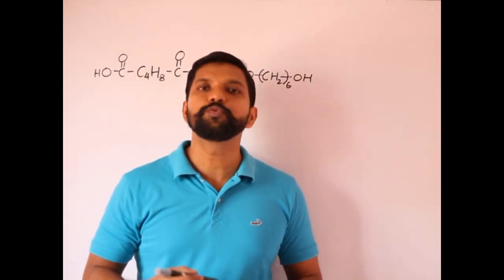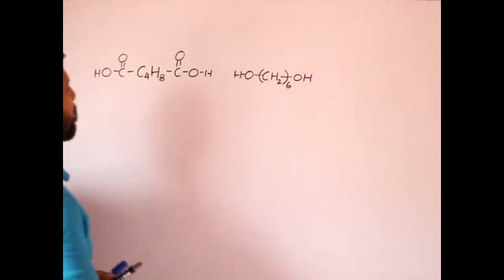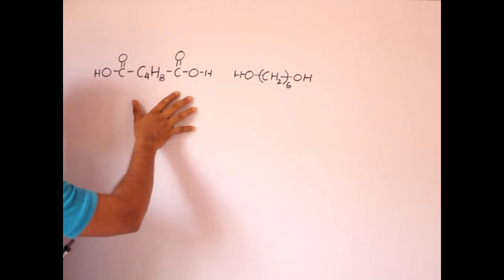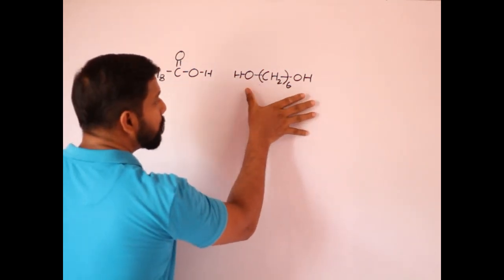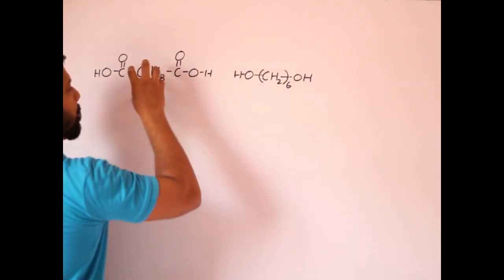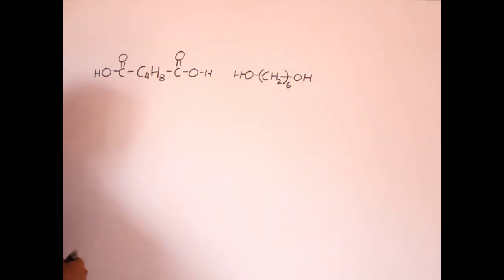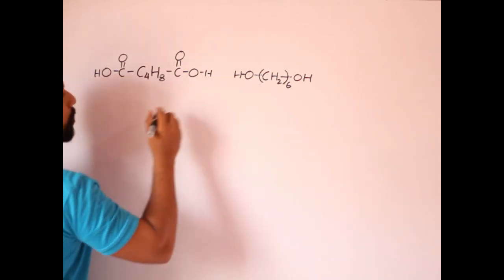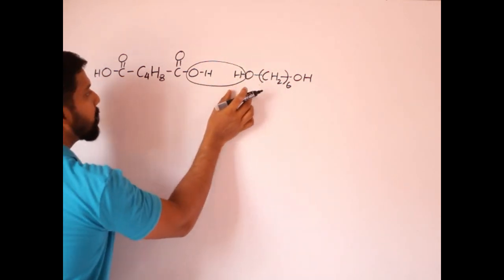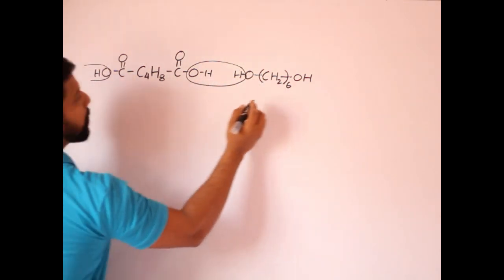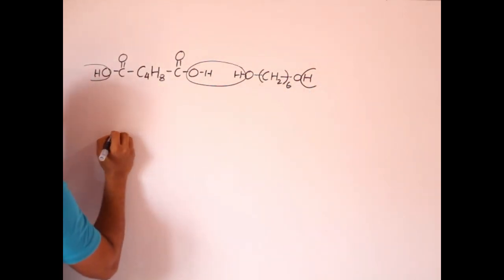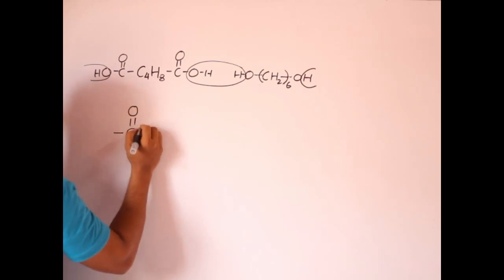Here are the two monomer molecules. A dicarboxylic acid with 6 carbon atoms and a diol also with 6 carbon atoms. So forget about these middle parts of these two structures. Just focus on the formation of the ester link. Here we have the OH and H reacting, OH from this end and H from the other end. So let's try to write the rest of the molecule.